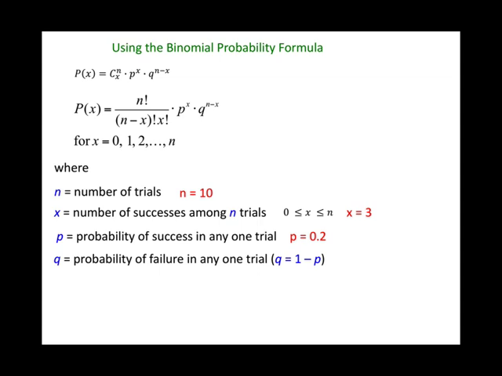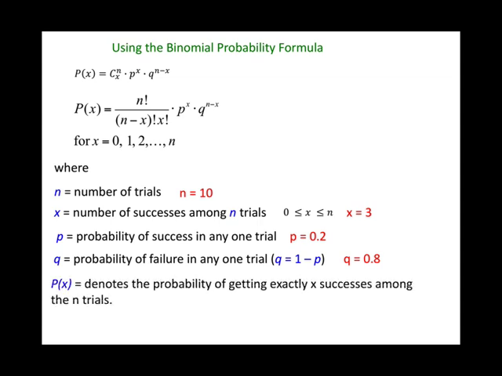Q represents probability of failure in any one trial. So P and Q, that is a complement. If P is 0.2, Q will be 0.8. P of X is talking about the probability of getting exactly 3 successes among the N trials. So we are looking for the P of 3 in here.